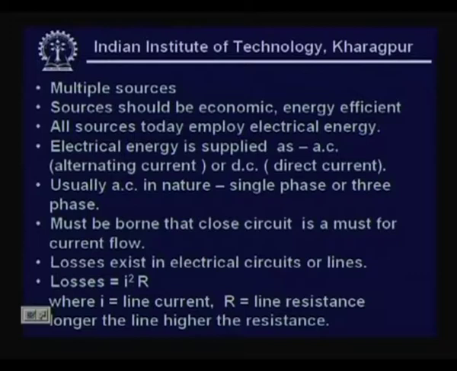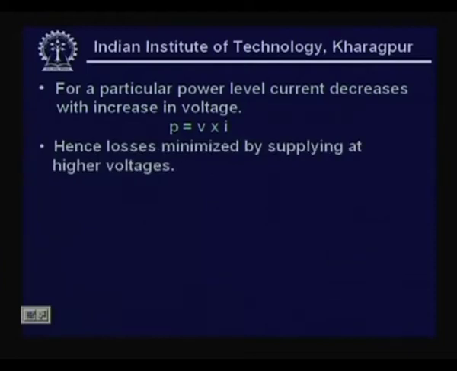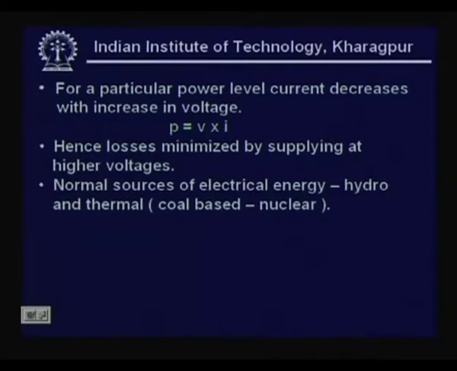Longer the line, higher the resistance. So, what do we do? In order to reduce the losses, we find, keeping in mind that for a particular power level, current increases with decrease in voltage. Bearing in mind the equation P equal to V into I, one could reduce the current if we increase the voltage. Hence, losses are minimized by supplying at higher voltages. So, invariably power transmission is at higher voltages.